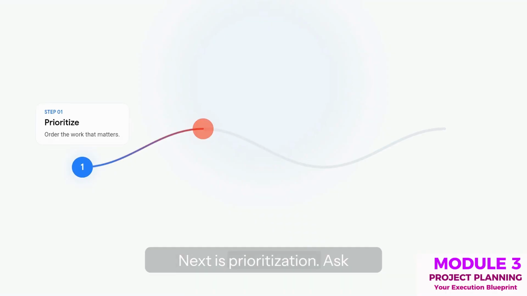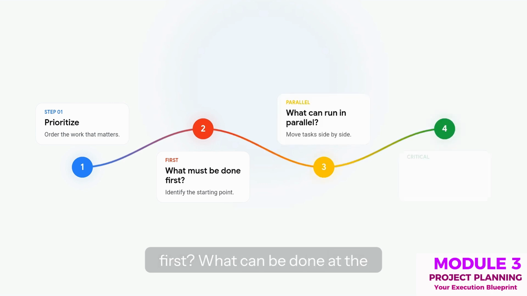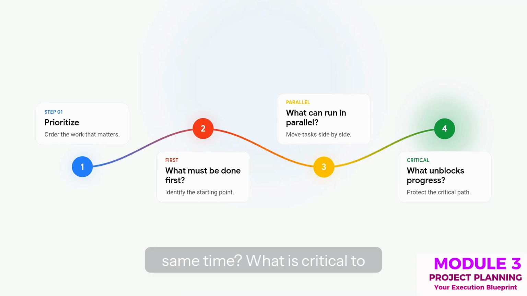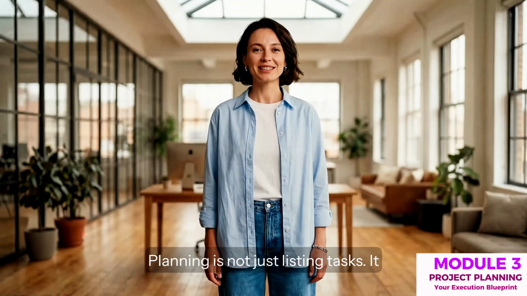Next is prioritization. Ask yourself, what must be done first? What can be done at the same time? What is critical to progress? When tasks are arranged in the right order, work flows naturally. Without this, teams either rush the wrong things or get stuck waiting. Planning is not just listing tasks, it is arranging them intelligently.